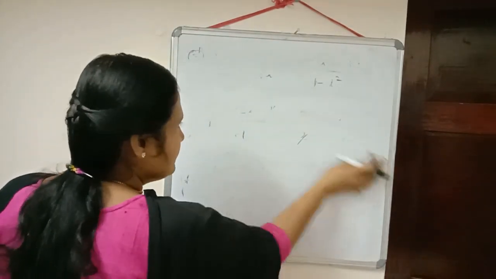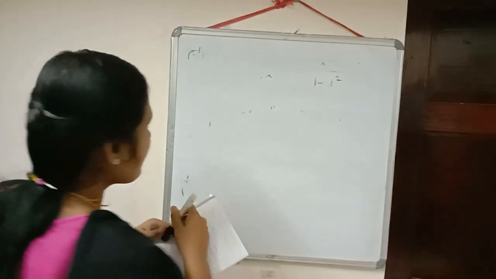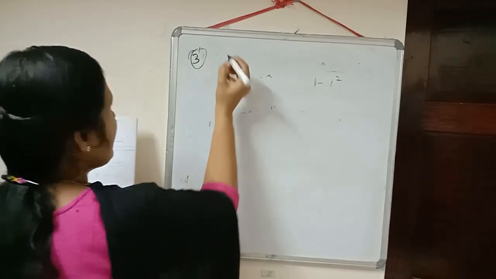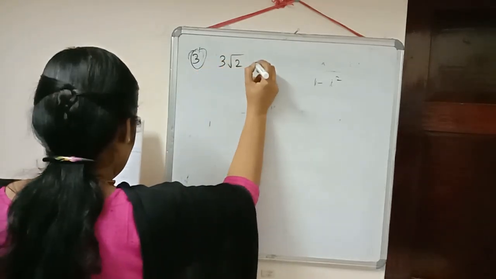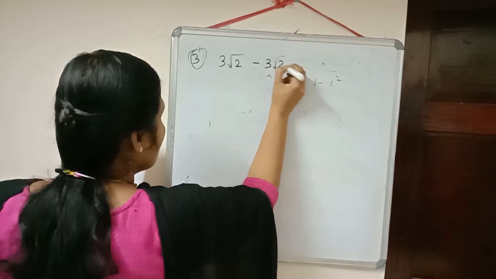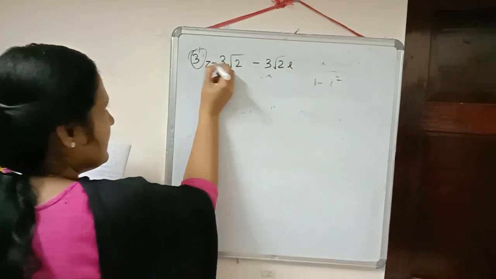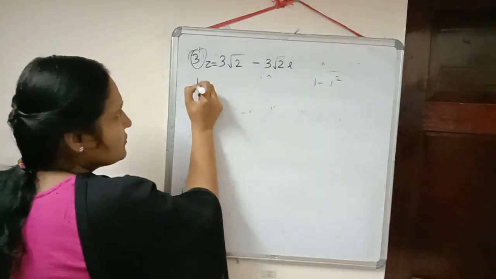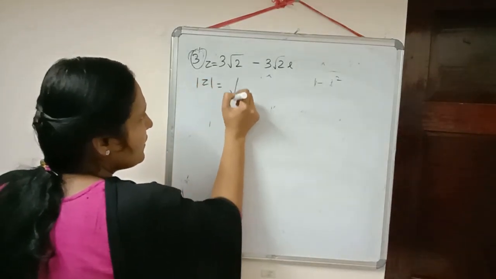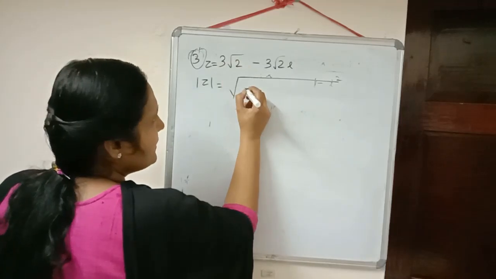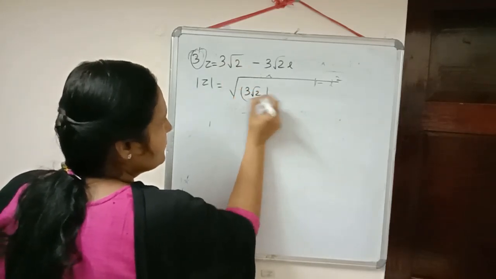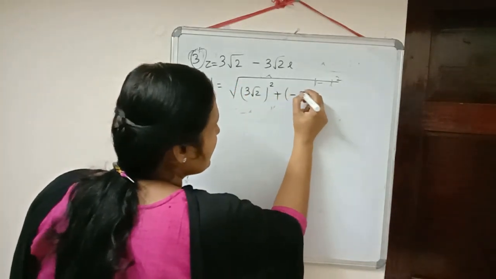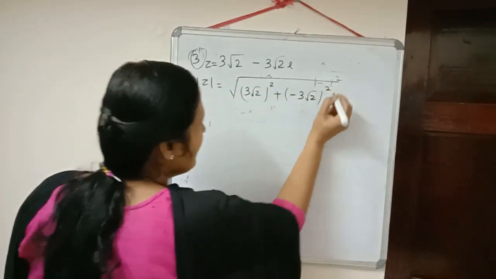Question number 3. Root 2 minus 3 root 2 i. This is the complex number which we have. First we can calculate the modulus. Mod z will be equal to the square root of the real part whole square, 3 root 2 the whole square, plus the imaginary part. Our imaginary part is negative, minus 3 root 2 the whole square.